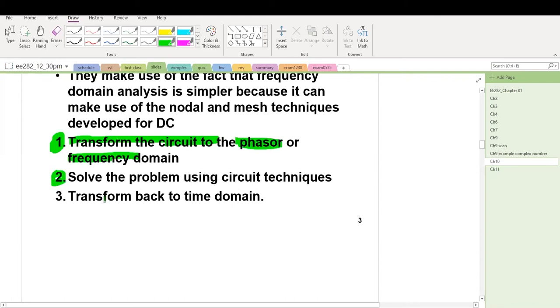And second, we apply the strategy that we applied in DC circuit: KCL, KVL, nodal analysis, mesh analysis, and all the techniques we learned so far can be extended to the phasor domain. After we solve that in frequency domain, we can transfer the result back into the time domain.